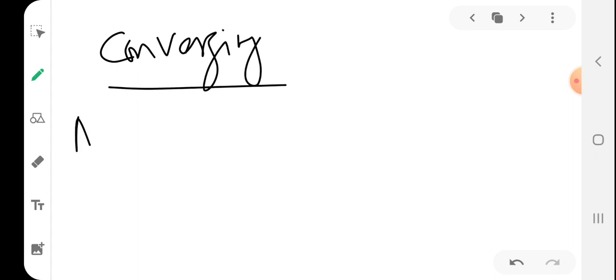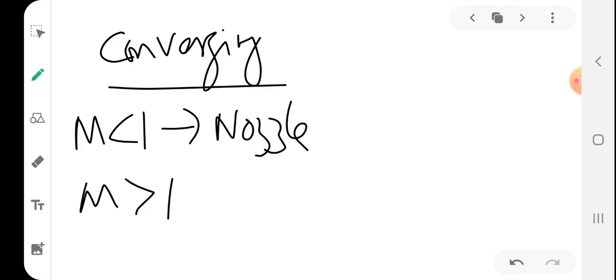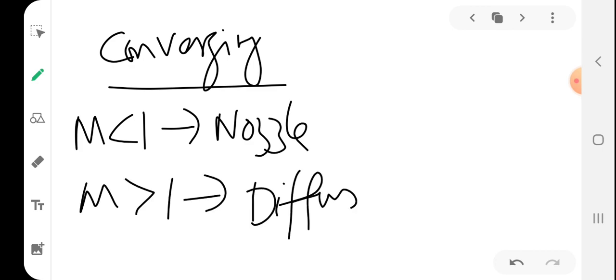So students, important thing, if area is converging, if M less than 1, it will be a nozzle. If M greater than 1, it will be a diffuser. A converging cross section acts as a nozzle only if at inlet the flow is subsonic. When the flow is supersonic, that is M greater than 1, it acts as a diffuser.